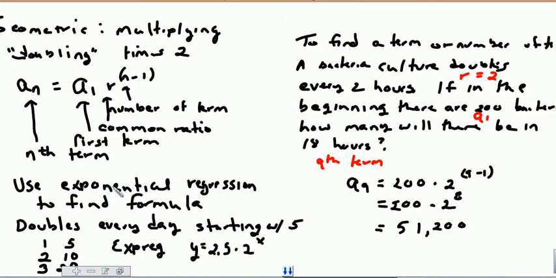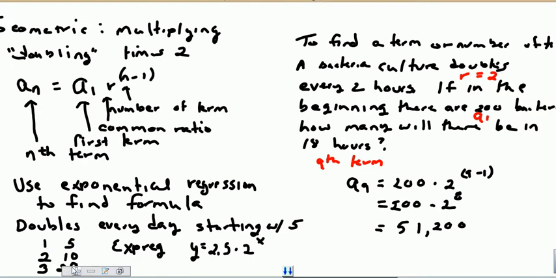Use exponential regression. So go into Stat, go to Edit. Let's say I'm doubling every time starting with 5 and I need a formula. So if I put my terms as 1, 2, and 3, I can figure out if my first term is 5, if I double I get 10. If I double that I get 20.